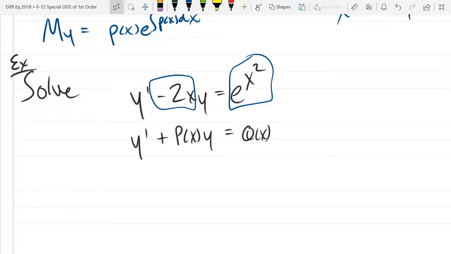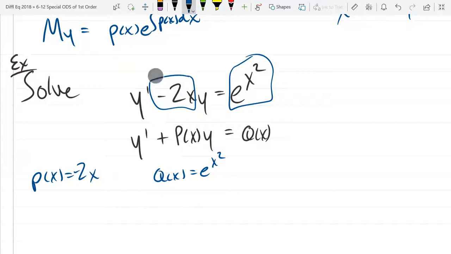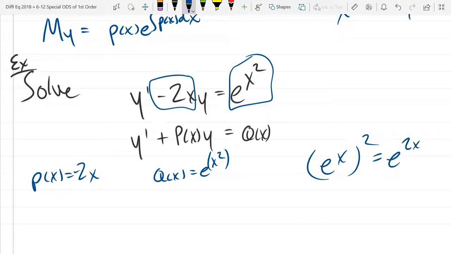All right, so p of x is negative 2x, and q of x is e to the x squared. Now this is ambiguous. If you write exponents out without parenthesizing them, you don't know if it's e to the x squared or e to the x to the square power, which would be e to the 2x. It's definitely not that, so I think the problem is written to parenthesize in this form.